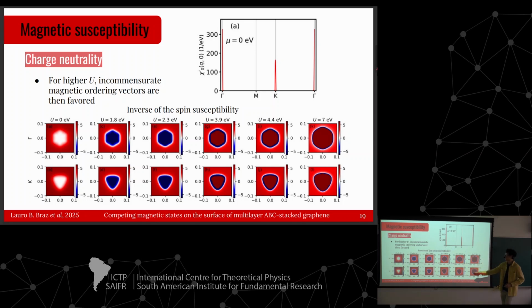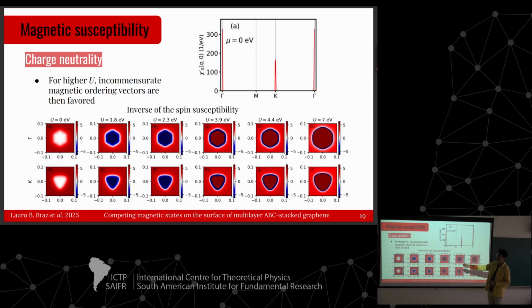So at 0 Hubbard U, this peak is exactly at the high symmetry points, gamma and K. However, as the Hubbard U is increased, we see that that actually is something that we have to take into account because it suppresses a state. Now there is a continuum of divergences of the susceptibility, of the spin susceptibility.